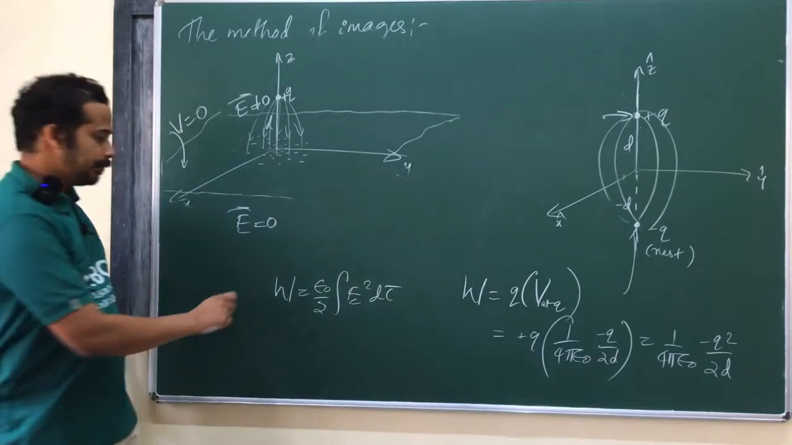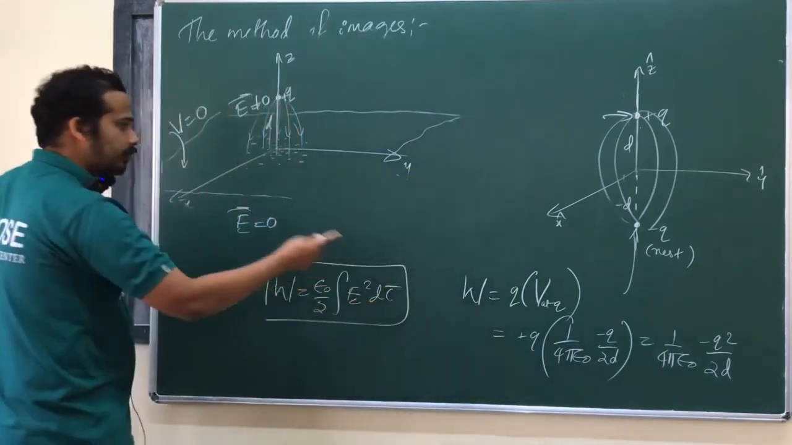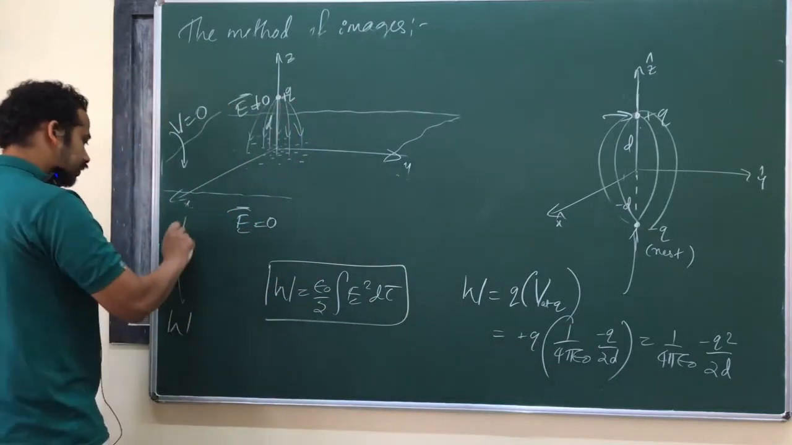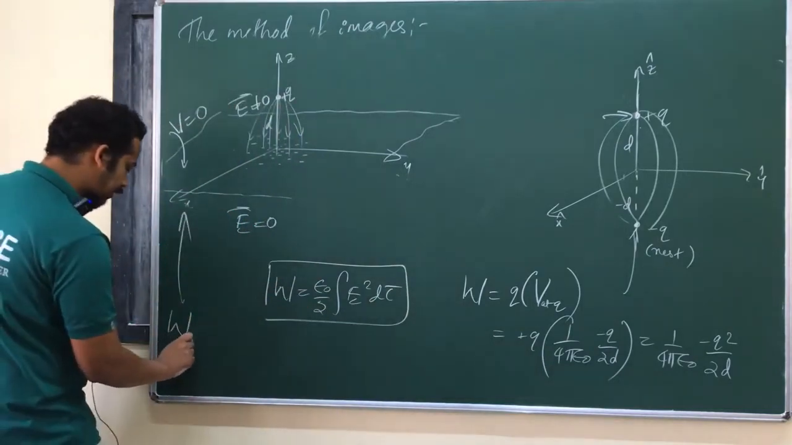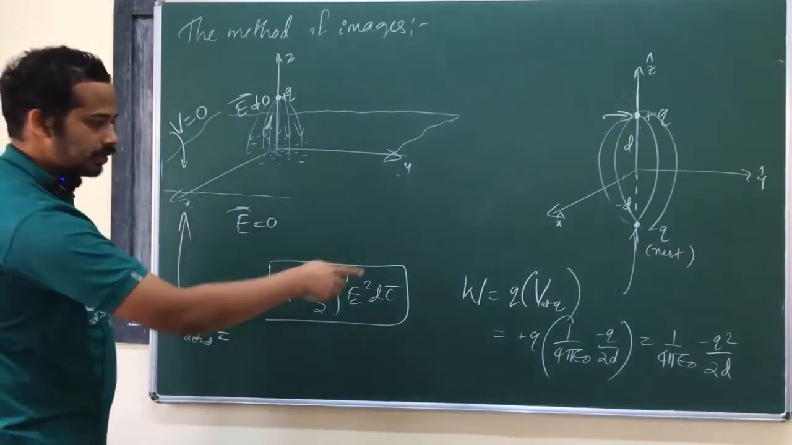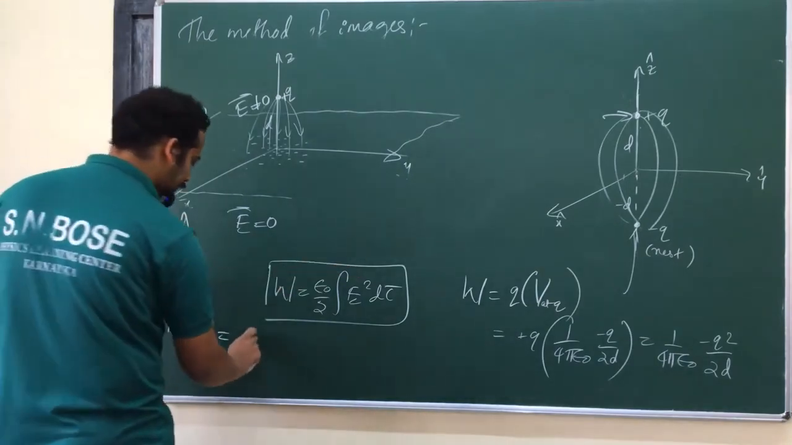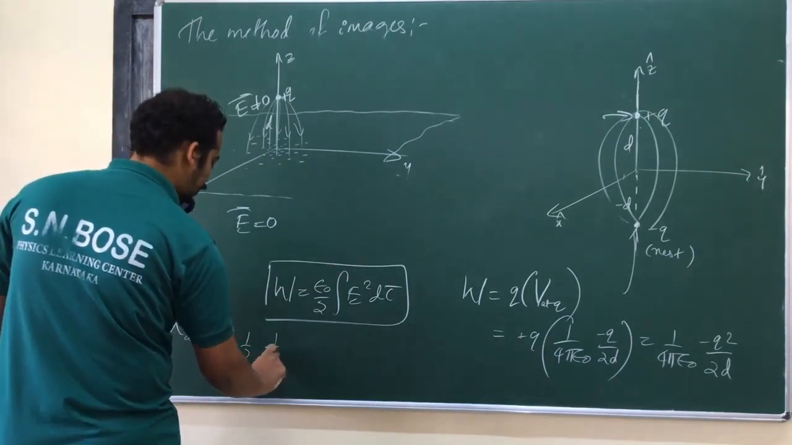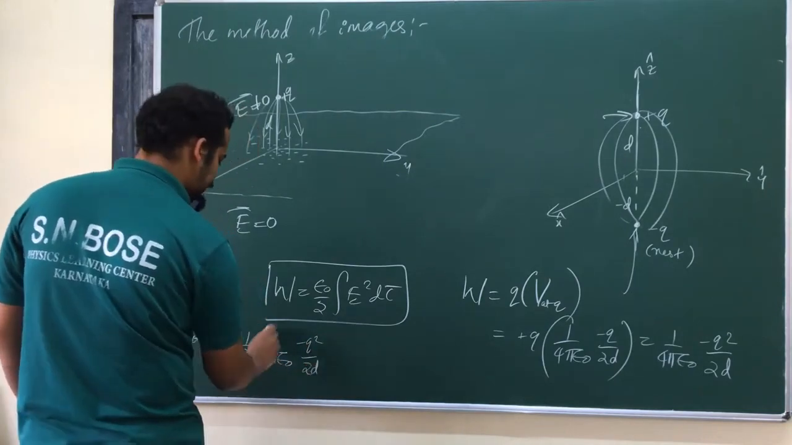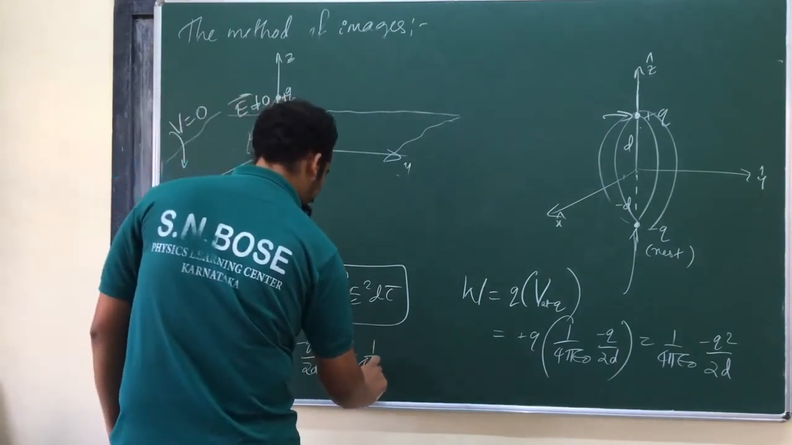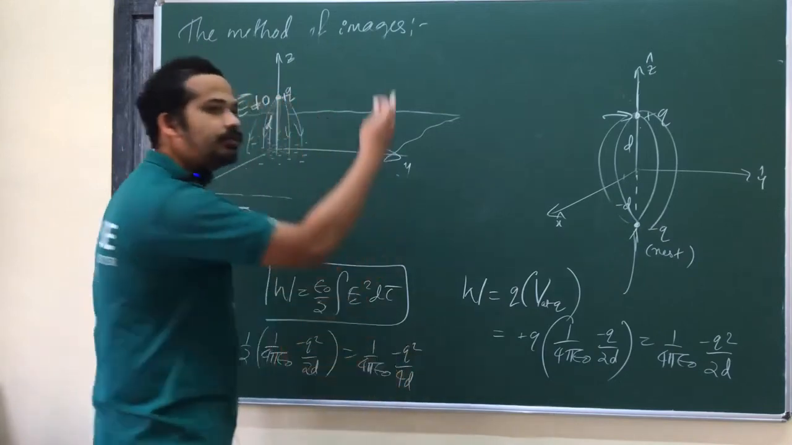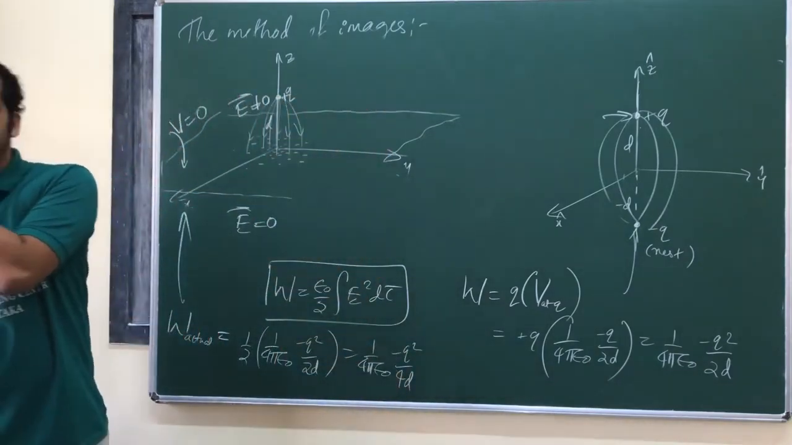Looking at this formula, I'm going to argue that the work done in this actual situation, or the actual electrostatic energy stored, is equal to half of that one. Half of 1 by 4π epsilon naught, minus q square by 2d, which is 1 by 4π epsilon naught, minus q square by 4d. This is what we got by integrating the force.